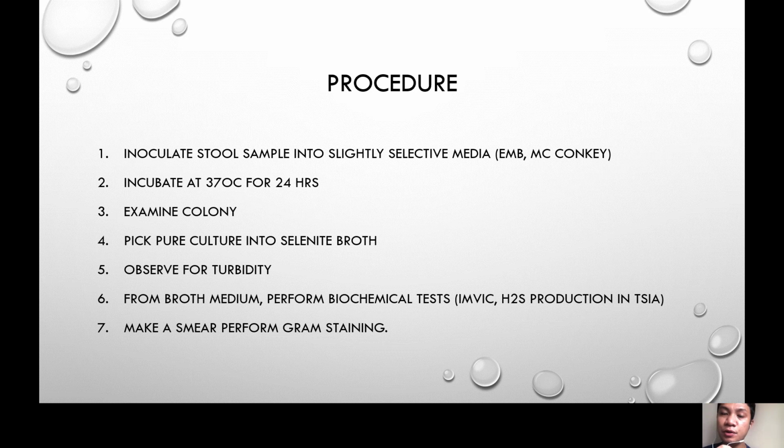So if you're able to grow on your selenite F, this will be your non-lactose fermenter. And from your broth medium, you try to perform your biochemical reactions. So you could have your IMViC reaction, H2S production in your triple sugar iron agar that will help you identify your microorganism. Another one, you can also perform the gram stain for you to really identify and try to correlate all the results with the morphology under the microscope and even the biochemical reaction.